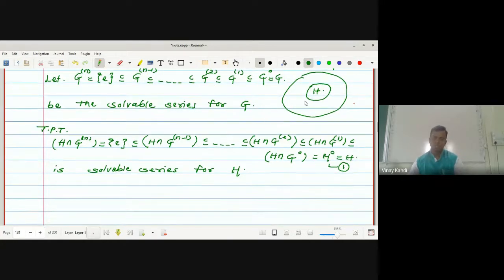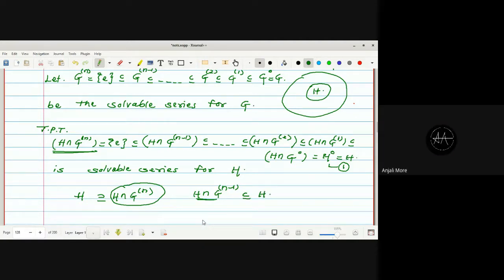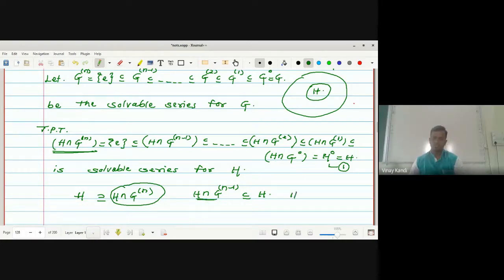And for H we have to show that a solvable series exists. Which series would it be? It will be this series. Between H intersection G raised to n and the next one, which one is smaller, which is contained in which? Now tell me, H intersection G raised to n minus 1, that is, the (n minus 1)th derived subgroup of G intersection H, is contained in H. Is it correct? Yes, sir. Similarly, up to so on, H intersection the first derived subgroup of G, that is G dash, is contained in H. That's why all the terms here are contained in H.